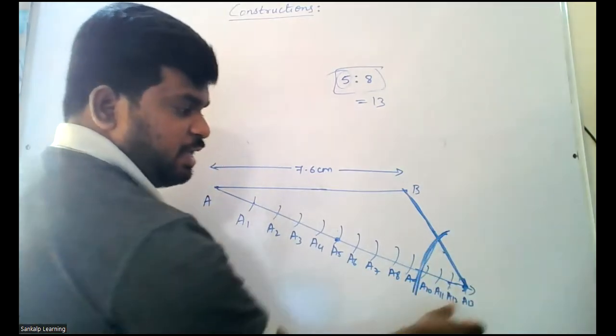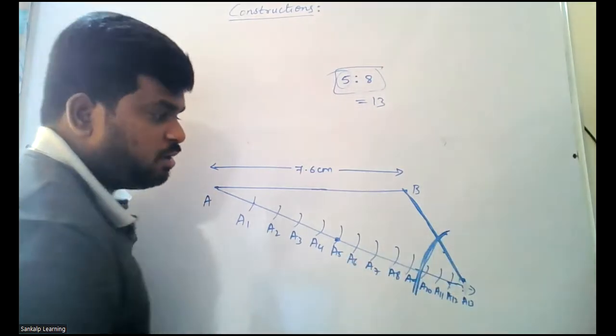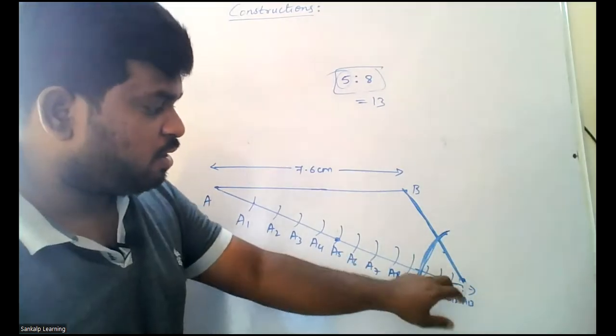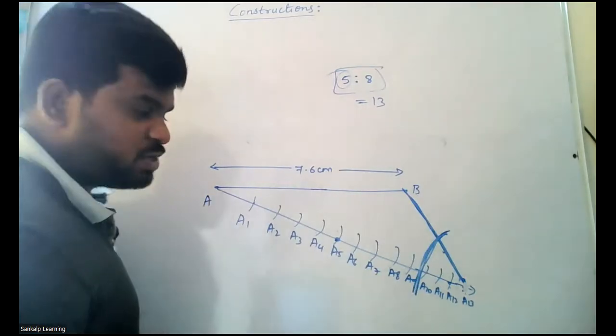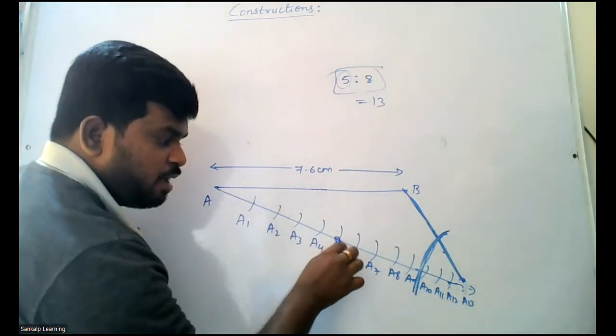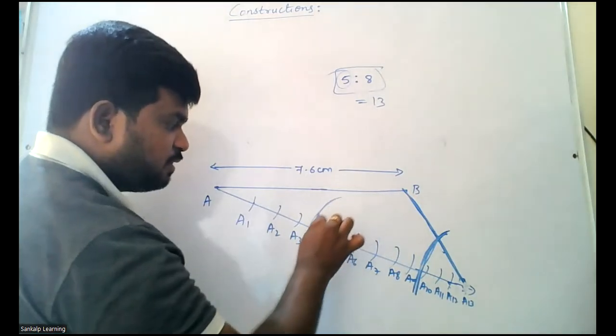As you can see, take this as your center and draw an arc. Let me do it like this. From here, keep this as your center and draw an arc. Now with the same measurement, take A5 as the center and draw an arc. You will get something like this.